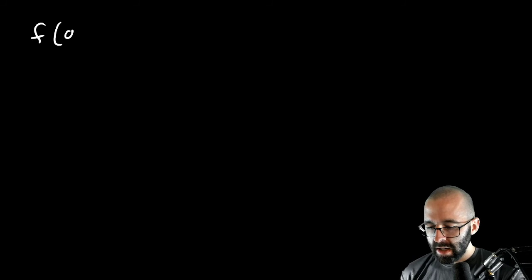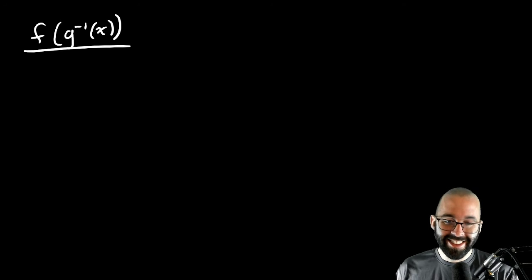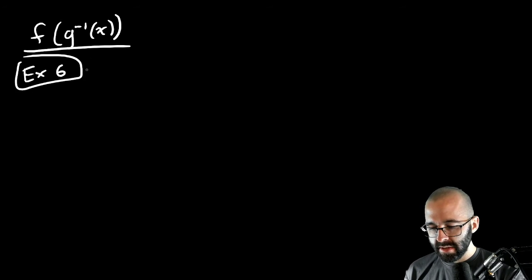All right, and let's do one more form. F of g inverse of x. This is usually the weirdest one. But these are the fun ones that you get to visualize a little bit. Let's do that, example 6. We'll do 3 of these. Evaluate exactly.